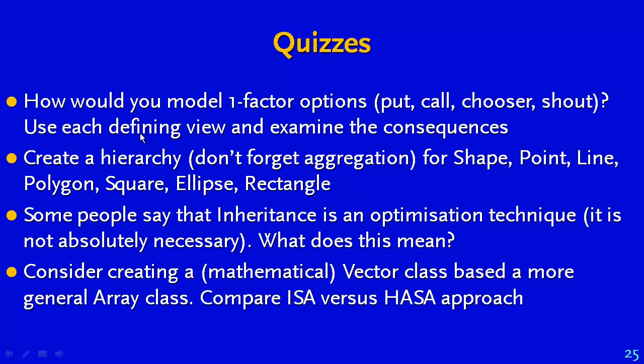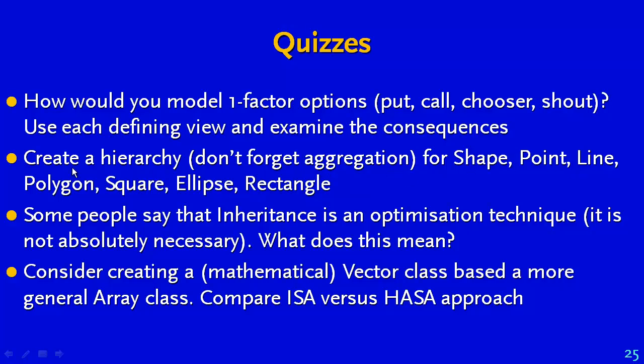So that's a very deep question. Would you model the hierarchy according to the attributes? So for example, put and call have a strike price, of course. A chooser option is neither a put nor a call. You can choose. Create a hierarchy for the two-dimensional classes.